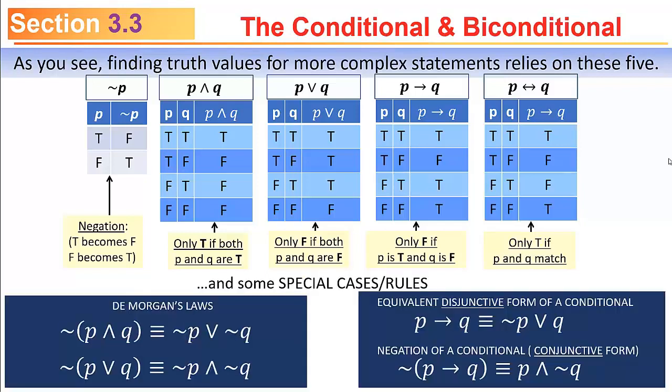And then we've added these special cases. From section 2, we had De Morgan's laws, and from our just immediate discussion, we added 2 more from section 3.3, and those are the equivalent disjunctive forms of conditional and the negation of a conditional, which puts it into conjunctive form. In other words, disjunctive form is the one with the or, and conjunctive form is the one with the and. So this page summarizes pretty much the basic tools for sections 1, 2, and 3.